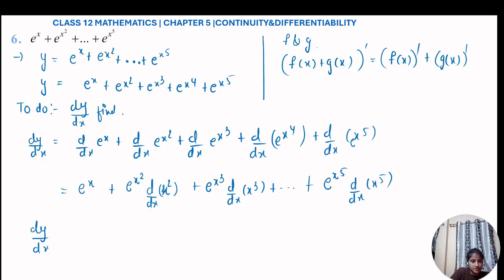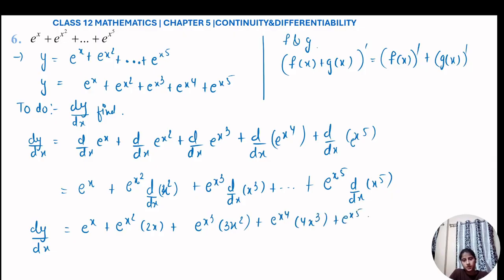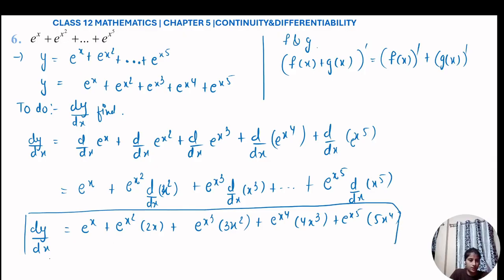So your dy by dx will become e raised to x plus e raised to x square into 2x plus e raised to x cube into 3x square. What I am using is just the differentiation of x raised to n, that is n times x to the power n minus 1. So this is 4 times x cube plus e raised to x to the power 5 times 5 x to the power 4. So this is your final answer, your dy by dx. That's all we have to find.